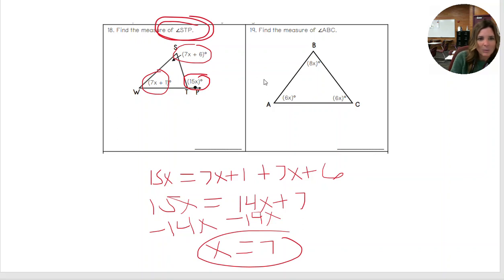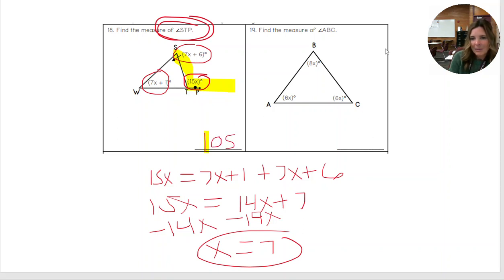Then we're supposed to find the measure of STP. So if we go in order here, STP, that's this angle right here. So 15 times 7 is going to be 105.